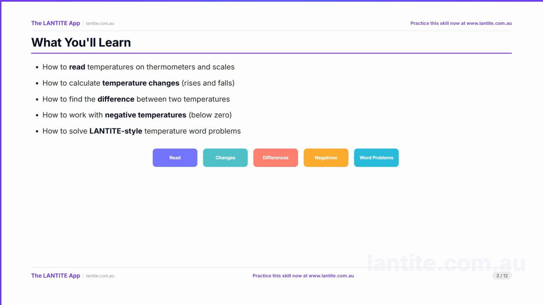Here is our plan for this lesson. We will start by reading temperatures on different scales, then move on to calculating temperature changes, both increases and decreases. We will spend time on finding differences between temperatures, especially when negative numbers are involved. Finally, we will tackle LANTITE-style word problems that combine these skills. Temperature is often tested alongside negative numbers, so make sure you are comfortable with both.